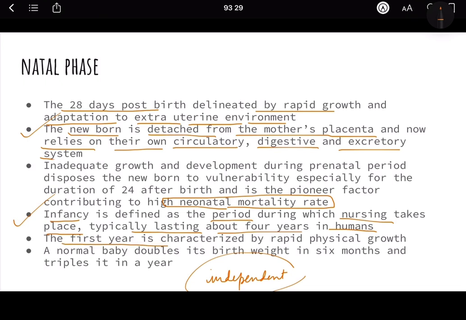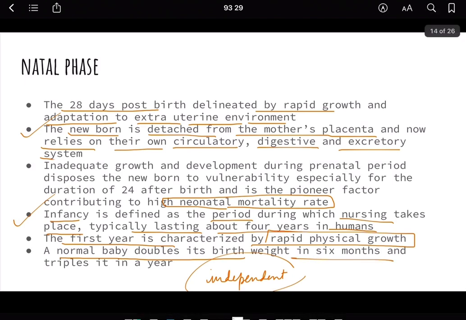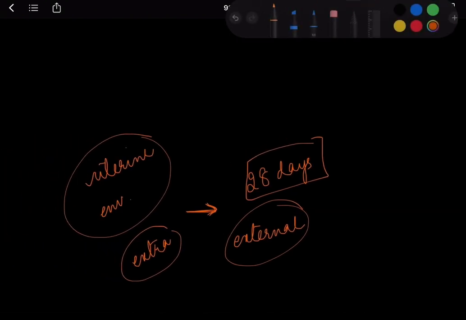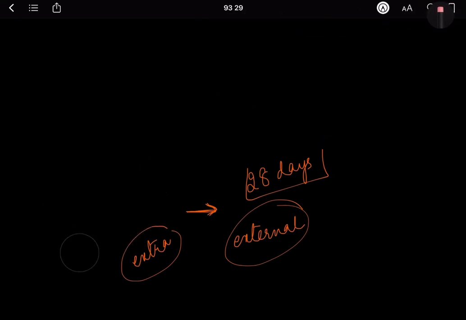So the first year is characterized by rapid physical growth, but the baby is nevertheless not independent. But at this time the baby shows a lot of rapid growth, okay. So a normal baby doubles its birth weight in 6 months. For example, the typical birth weight of a child is around 3 kilograms, okay. So that is considered to be a normal weight.